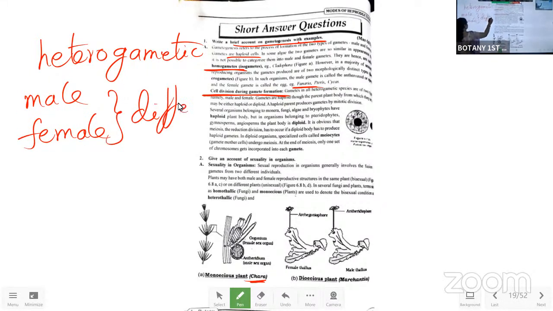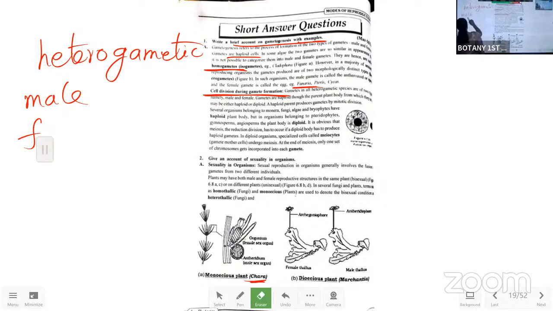Can be distinguished easily. That is the heterogametic condition. And in this parent plant body, in this type of plant body, what happens? The haploid gametes are formed by the meiotic division of the diploid meiocytic cells.